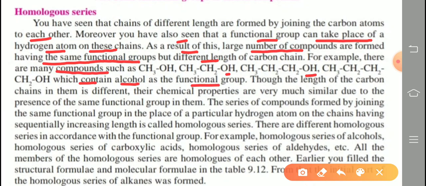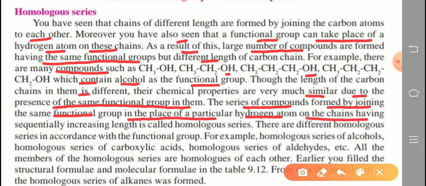OH means alcohol group. Though the length of the carbon chain in them is different, their chemical properties are very much similar. Why? Because in all these compounds OH is present, all are alcohols, different types of alcohol. That's why there is similarity in chemical properties due to the presence of the same functional group in them. The series of compounds formed by joining the same functional group in the place of a particular hydrogen atom on the chain having sequentially increasing length is called a homologous series.